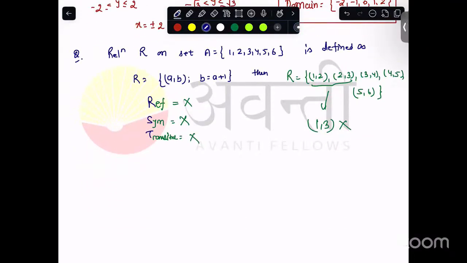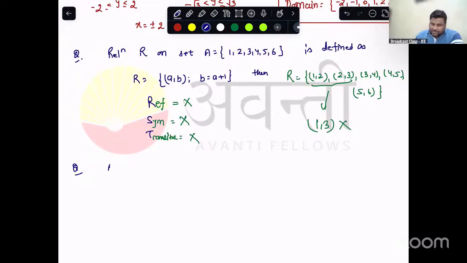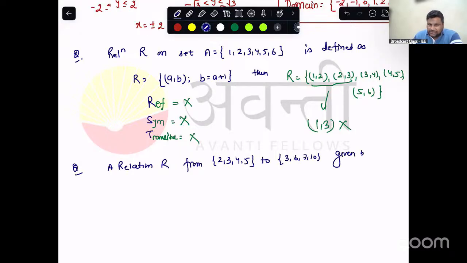Yes, sir. Write down the next question. A relation R from {2, 3, 4, 5} to {3, 6, 7, 10} is given by x is related to y if x is relatively prime to y. Find the domain of R.